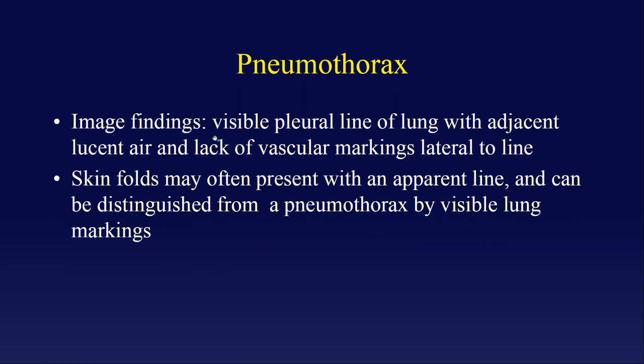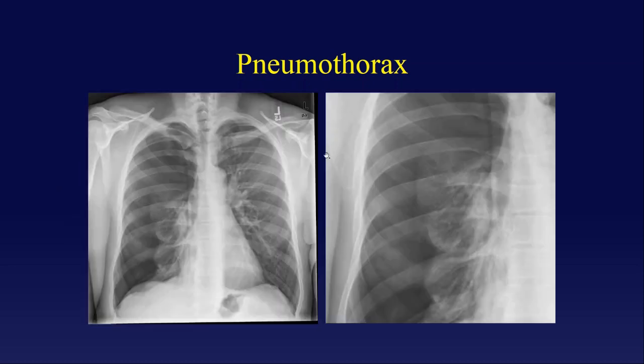So the most specific imaging finding in a pneumothorax is a pleural line, okay? We see the pleura where you see lung next to it, and then on the other side of the pleural line, you see a lucent area with lack of vascular markings. This is it right here, okay? There are other things that can mimic a pneumothorax, but this is the most specific finding, okay?